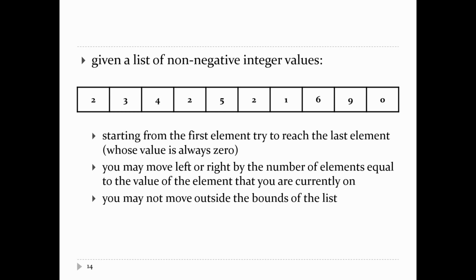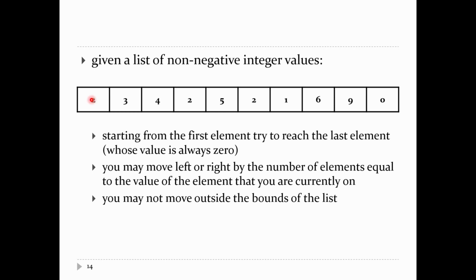Okay, so similar game now. I'm going to start at the left-hand side of the board. I want to get to the right-hand side of the board. The right-hand side of the board always has a 0 in it, and it's the only square that has a 0 in it. Everything else has a positive value. The number in the board is not the cost. It's the number of squares left or right that you can move. You're not allowed to move off the board.